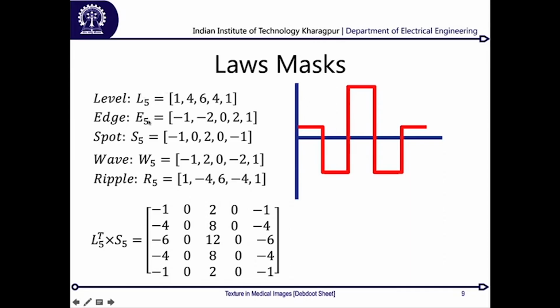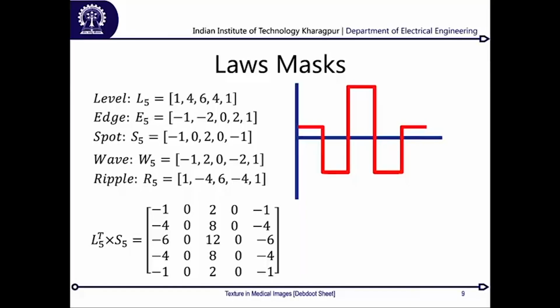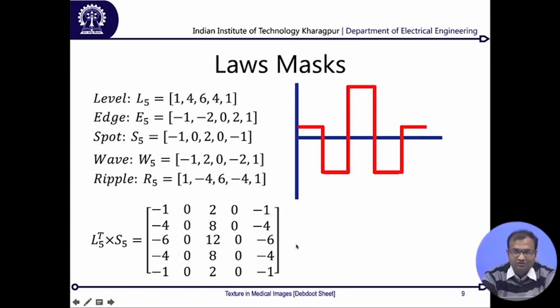You can take a level transformation on the x-axis and a spot transformation on the y-axis. If you do a cross product, you would get a square matrix which looks something like this. If I want to sense whether there is a level transformation along the x-axis and a spot along the y-axis, what I need to do is use this matrix as a convolution kernel and convolve it with the image. At all of those positions where I get a high response, that's where you have a level transformation in the x-axis and a spot transformation in the y-axis.